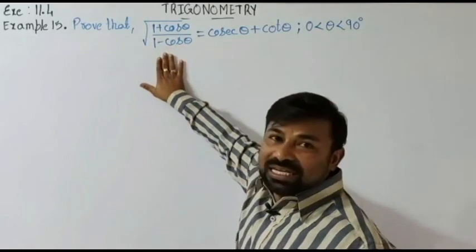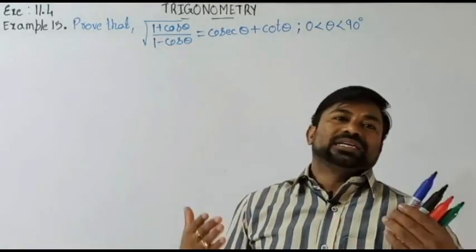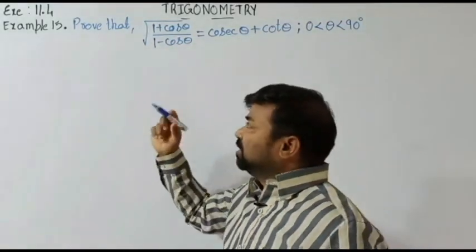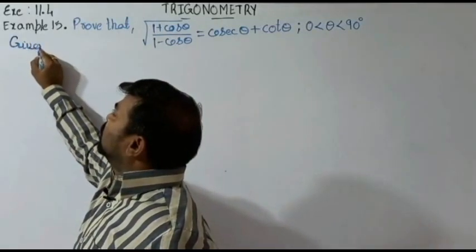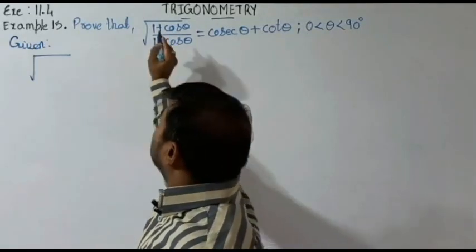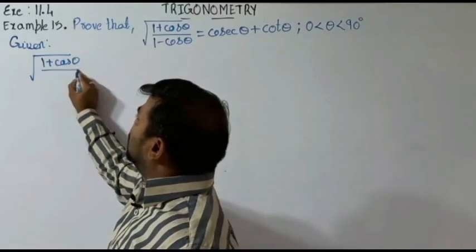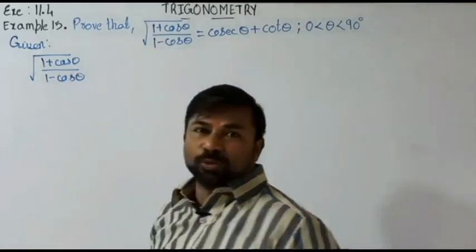So we have to start here and reach here by using all the trigonometric identities. Okay guys, so let's start here. What is the given concept? He has given to us under root, 1 plus cos theta by 1 minus cos theta. This is what he is asking us to prove.